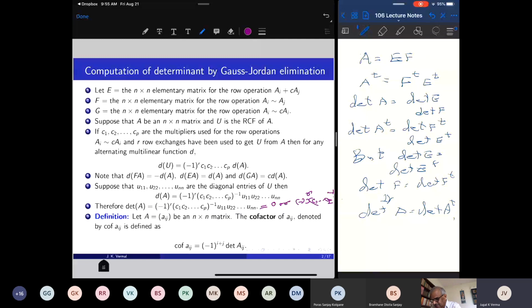One can keep track of these things and write a computer program to calculate the determinant. People have analyzed the number of computations required in this method, and it turns out that the formulas for determinant which use row expansion or column expansion are far more complicated in terms of number of computations than the formula obtained by applying the Gauss-Jordan elimination method. Okay. Any questions?